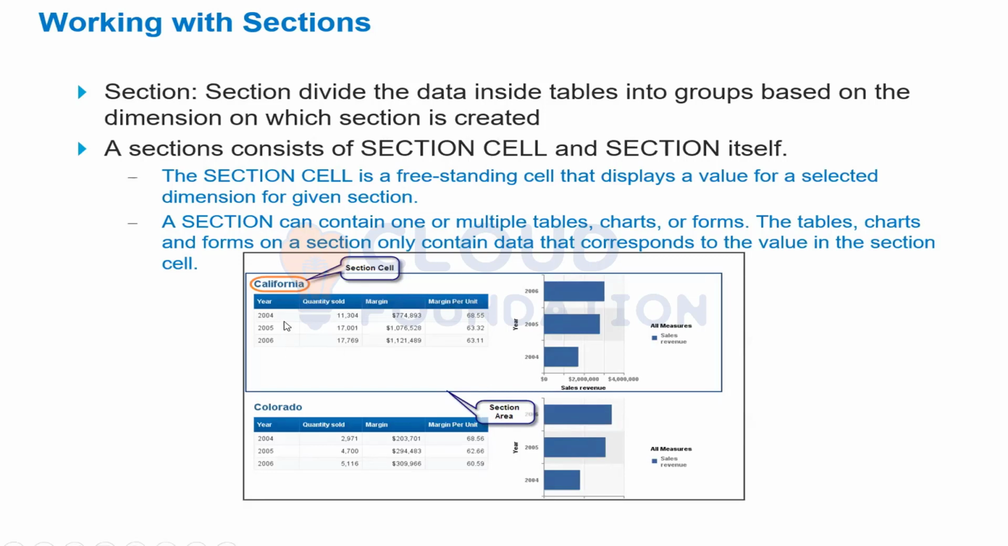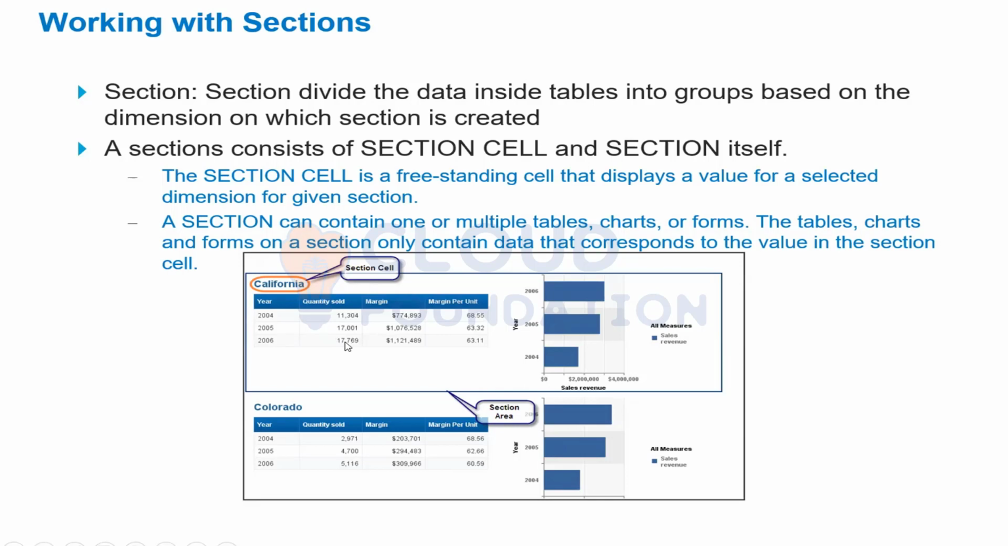So if we have a table having state, year, quantity sold, margin per unit, and you want to see the data per state, instead of having state as one column in the table, we can apply a section on that particular column, in this case state, so that the data is displayed as per that state. The section header will be here, California. For that California, this is the data for this year, this is the quantity sold, this is the margin per unit. And we can also add one more table and one more chart here, so that per section we can see the data.